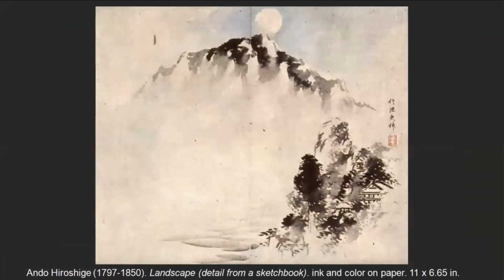Here's another example of that from Ando Hiroshige. This landscape, this is a detail from a sketchbook of his, where you have this sort of circular positionality of information, but the center is left empty. The center is your most powerful location. And throughout this lecture, we've looked at a lot of images, and all of them capture the center in different ways. Here in this drawing, the center is captured by putting information around the center.